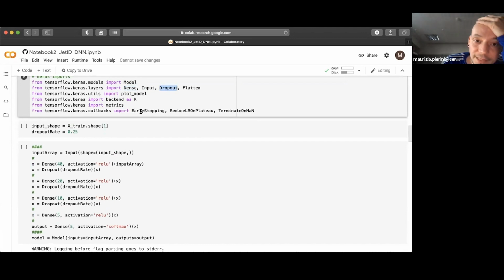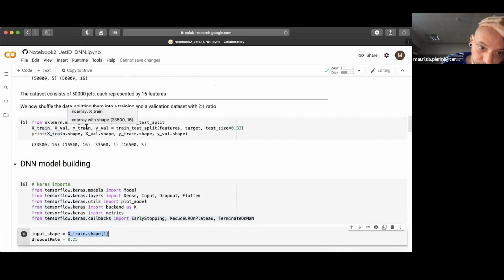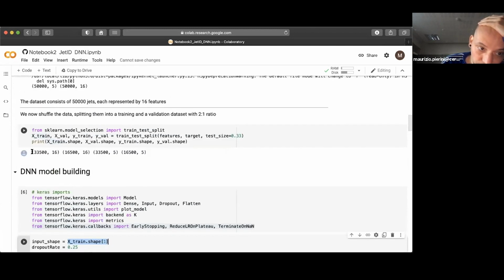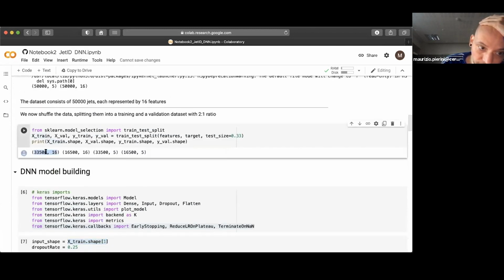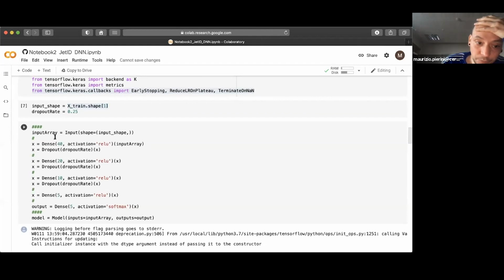And then here I have a few special calls that I will describe later. Now, the shape of my input tensor is xtrain.shape. So it's 33,500 jets, 16 features per jet. And then I give this in input to a model.